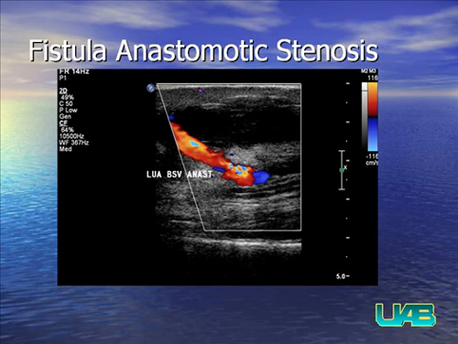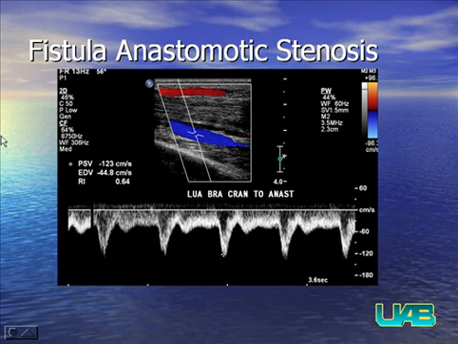This is an example of a fistula with an anastomotic stenosis. Notice that there is turbulent, disorganized flow in the anastomotic region. When you look at the feeding artery 2 centimeters from the anastomosis, we have a peak systolic velocity of 123.